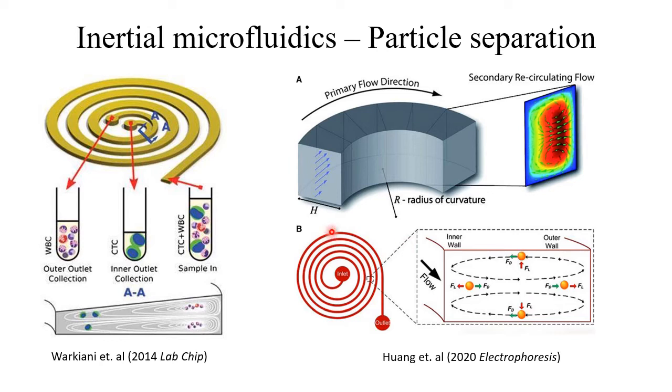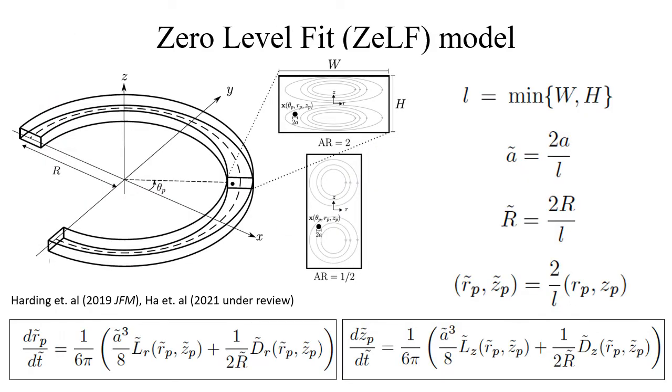Such geometries of curved ducts with rectangular cross-sections are very common, and they have been used extensively in inertial microfluidic experiments. Motivated by this, we have studied the particle equilibria and the bifurcations in them in a curved channel with a rectangular cross-section. The theoretical model that we use for our study is the zero-level fit model, or the ZELF model for short. This was developed by Ha et al., and they studied the particle equilibria and the corresponding bifurcations in a square cross-section using this model.